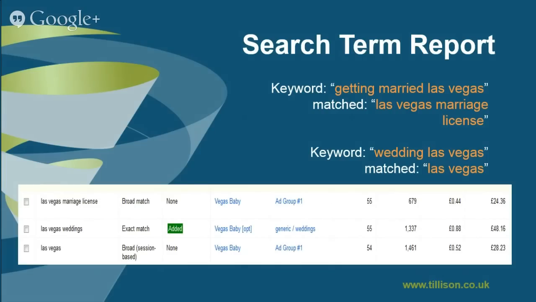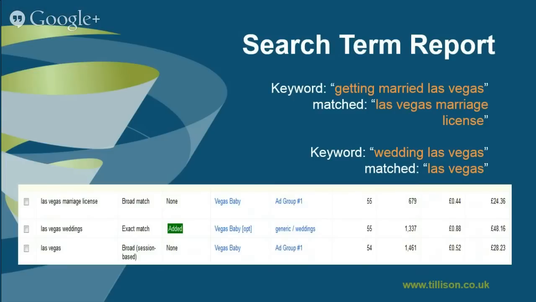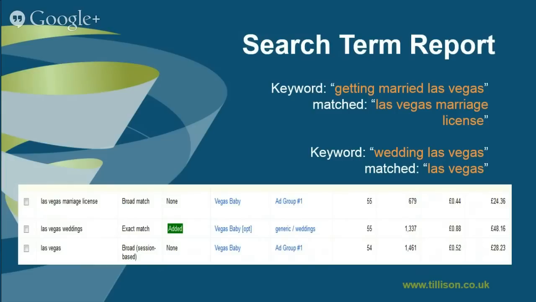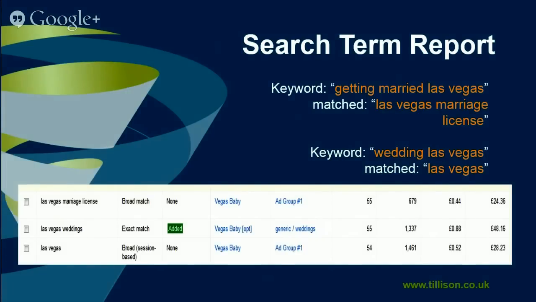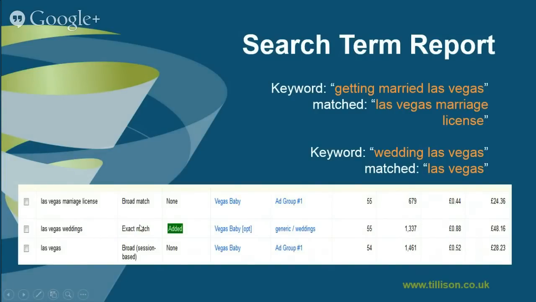Because like I say, if you only have phrase and exact match keywords in your account, those session-based matches will never happen. It only happens with broad keywords. So like I say, there's some value there, but not necessarily enough for us to spend some money on. But let's just show you an example of what happens when you have these unmodified broads in there. You want all the budget to go on the relevant stuff like Las Vegas weddings, the exact match.